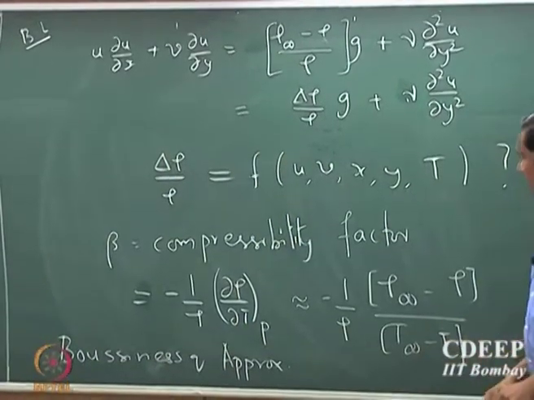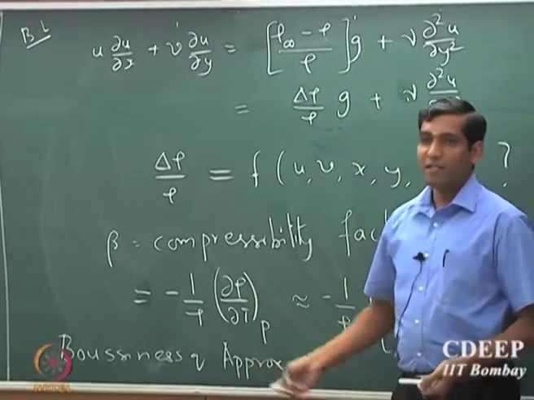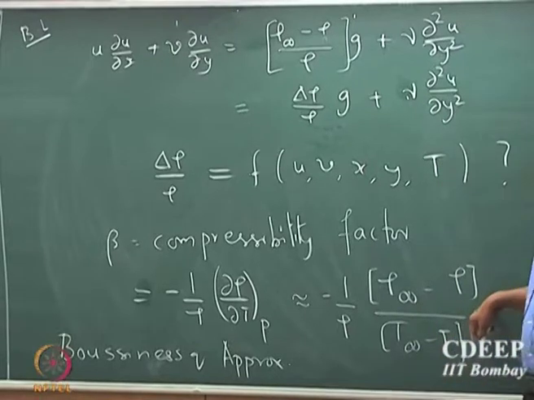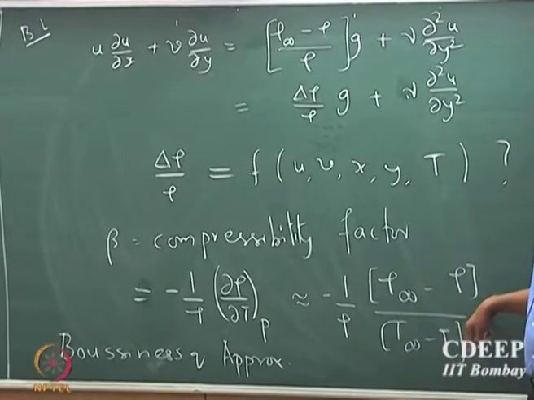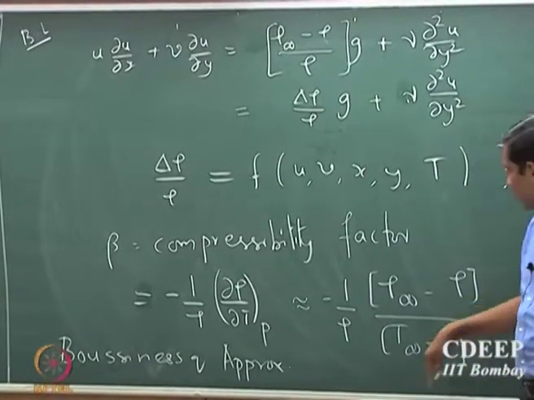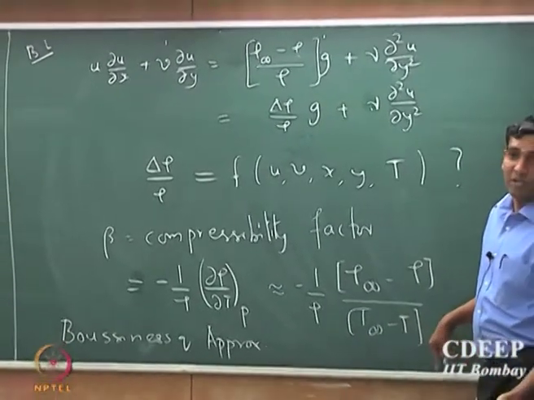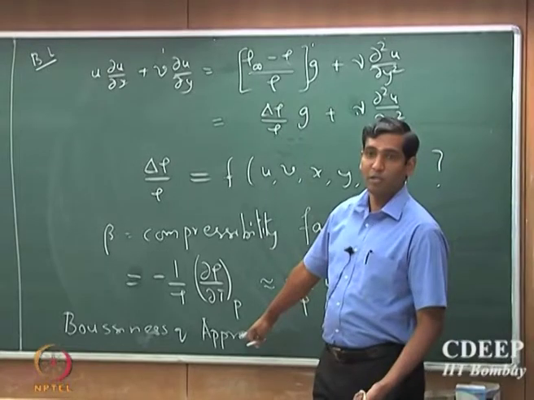Approximating the density gradient d rho by dT as simply the difference in the bulk and the local density divided by the difference in the bulk temperature and the local temperature. That is what is called the Boussinesq approximation. Yes, Saransh.